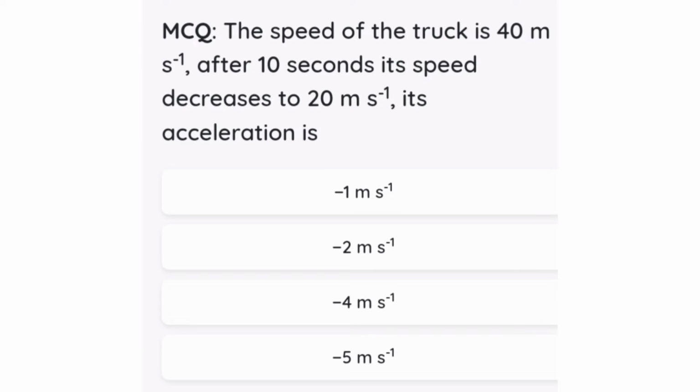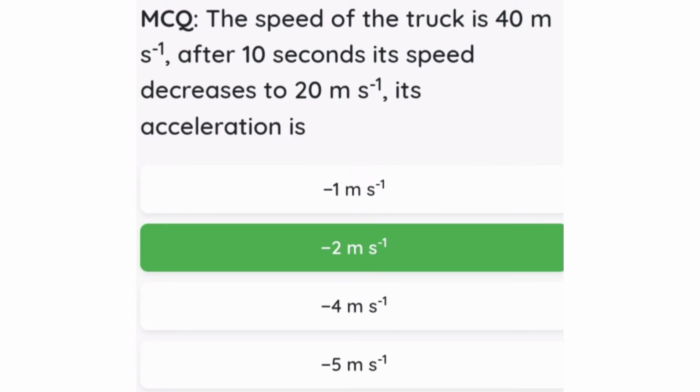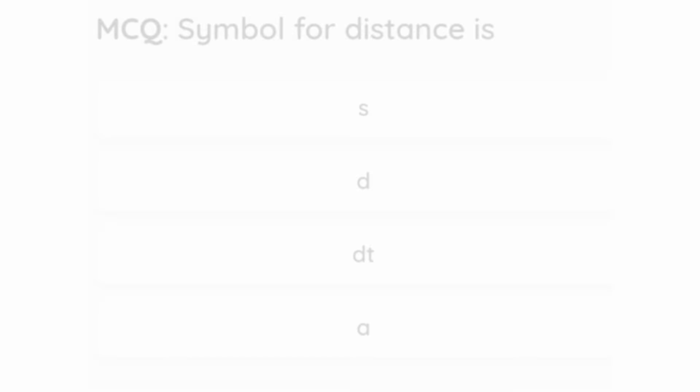And the next: the speed of the truck is 40 meters per second. After 10 seconds its speed decreases to 20. Its acceleration is what? So by using this formula, acceleration is equal to (vf minus vi) over t. So the right answer is minus 2 m/s². So the right unit is m/s⁻².